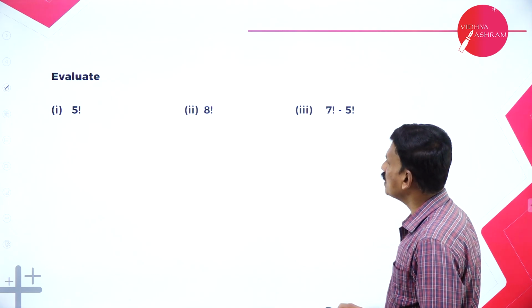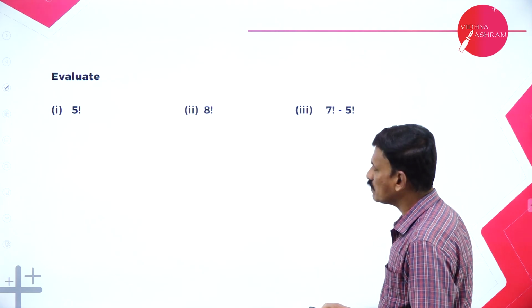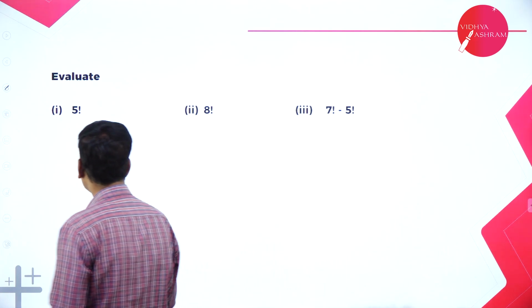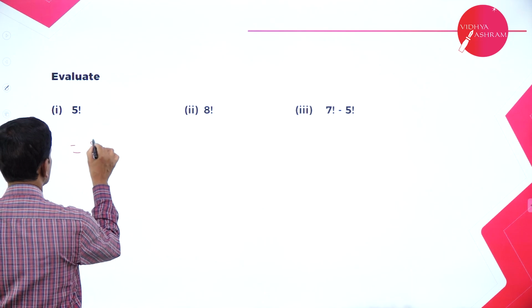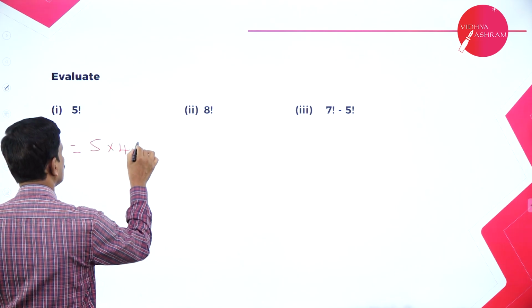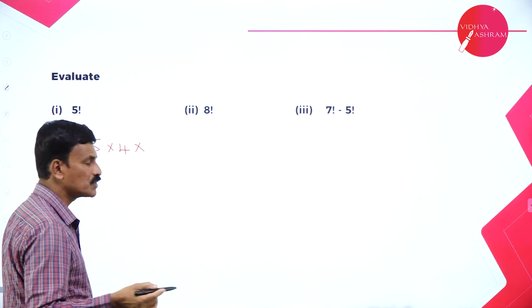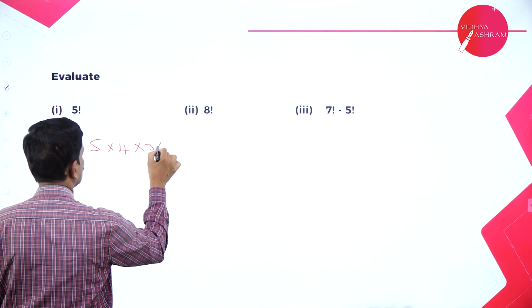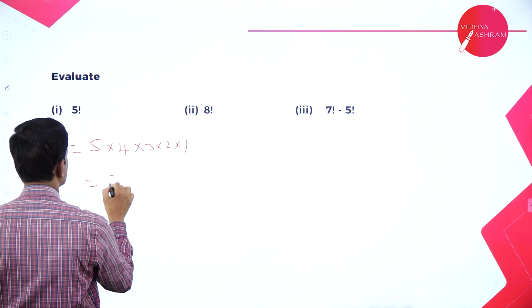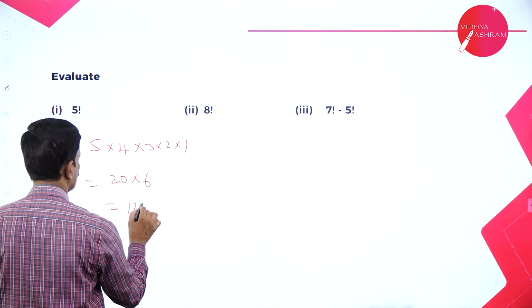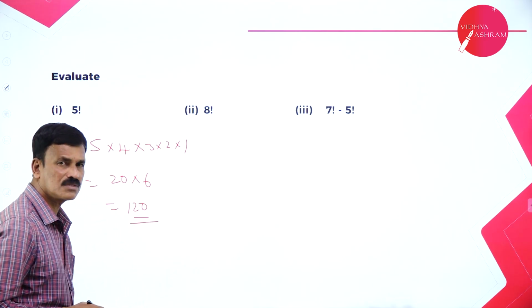Evaluate 5 factorial, 8 factorial, 7 factorial minus 5 factorial. Okay. Now, the first one, as I told, 5 factorial can be written as 5 into 5 minus 1 is 4, 5 minus 2, 5 minus 3. So, 5 into 4 into 3 into 2 into 1. So, this is 5 4s are 20, 3 2s are 6, 6 2s are 12, 120. The answer for this is 120.